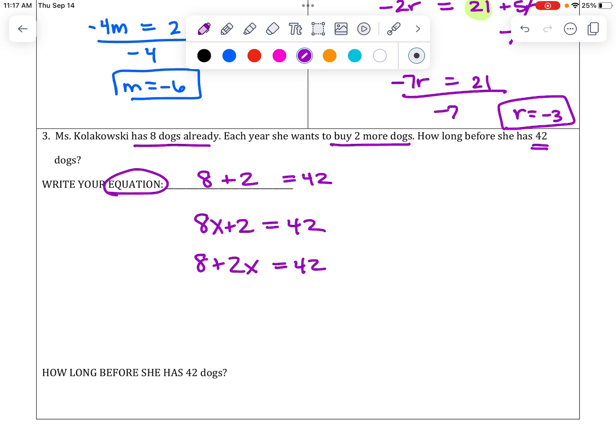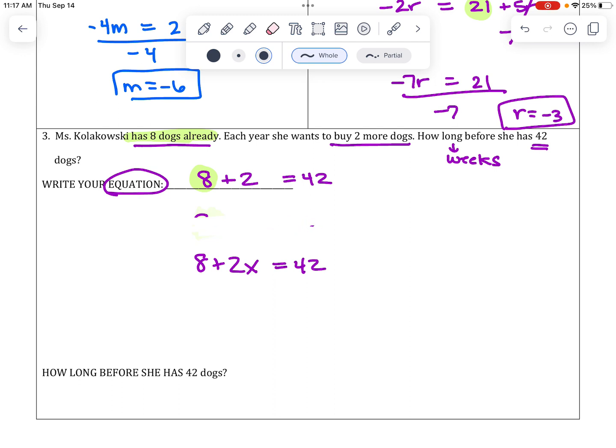And we're going to put the x with the thing that's changing, right? How long is a matter of weeks, right? That's what I'm looking for. The 8 will never change. She always starts with 8 dogs. That 8 can't turn into any other number. 2 8s make a 16, 3 8s make a 24, but the 8's not changing. So we're going to put the x with the 2 because that is changing.